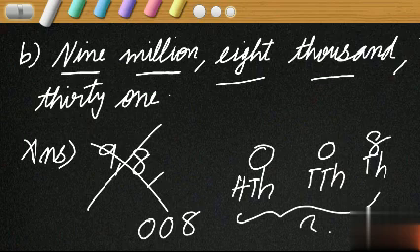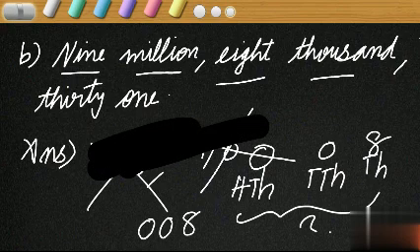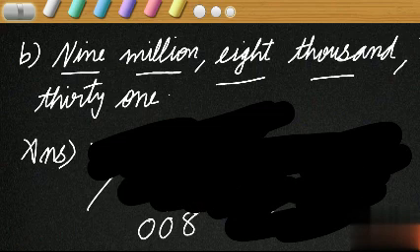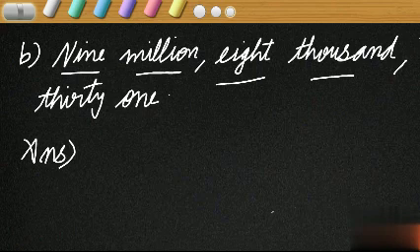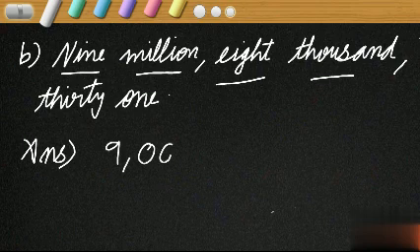Okay. In our thousands period, we have 008. So, we can't write 9 in the millions period and 8 in the thousands period like this. This is wrong. So, what is the proper way of writing the given answer? In the millions period, we have 9. And in the thousands period, we have 8. But 3 places should be there in the thousands period. So, what we have to do?